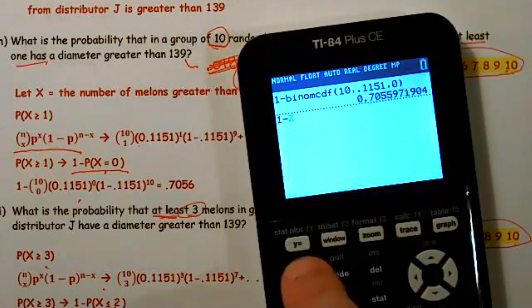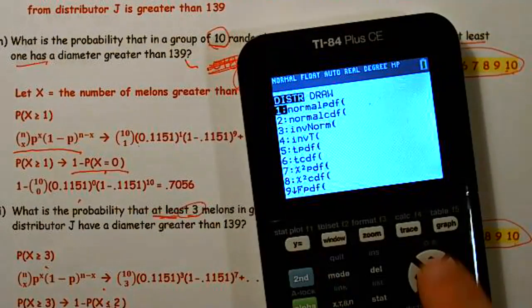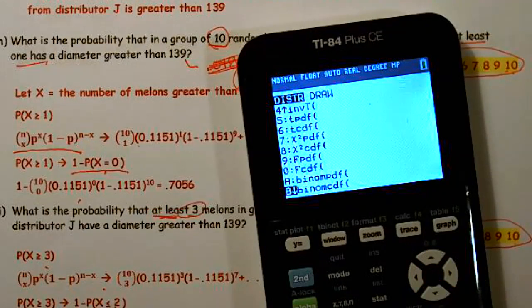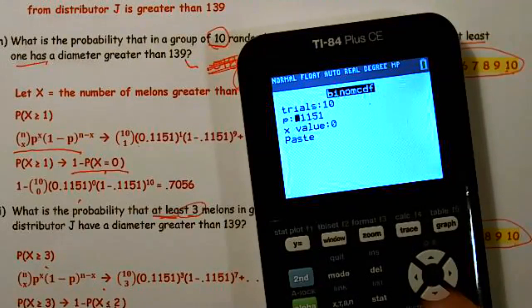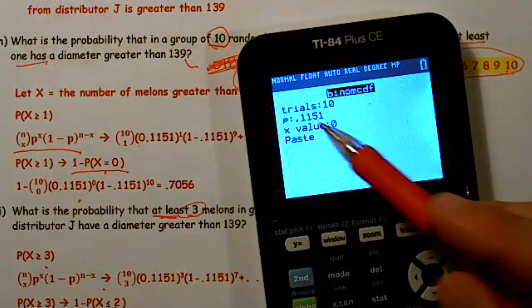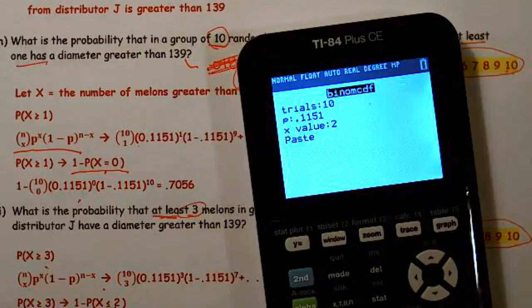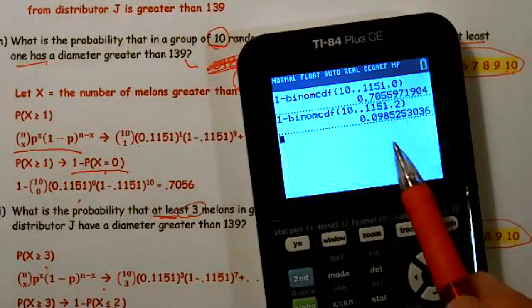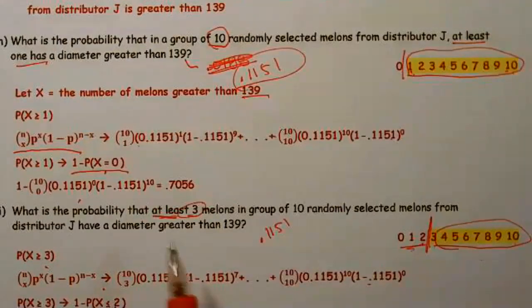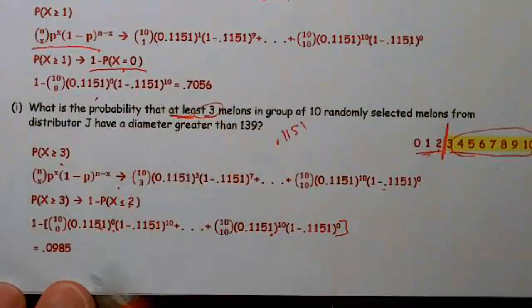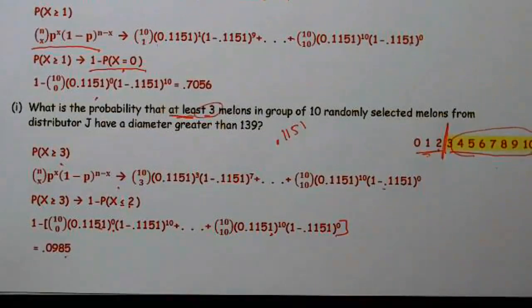So 1 minus, second vars, binomial CDF, because it's more than one value. The trials is 10, the probability remains the same. The highest number I didn't want happens to be a 2. So I subtract that out. And there's less than a 10% chance, but almost a 10% chance that in a group of 10 melons, I would have 3 that were greater than 139. So about almost 10%.